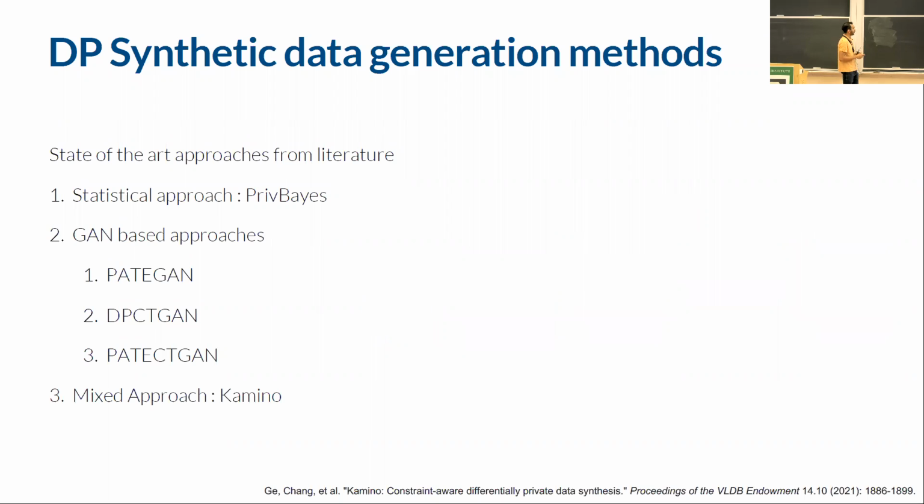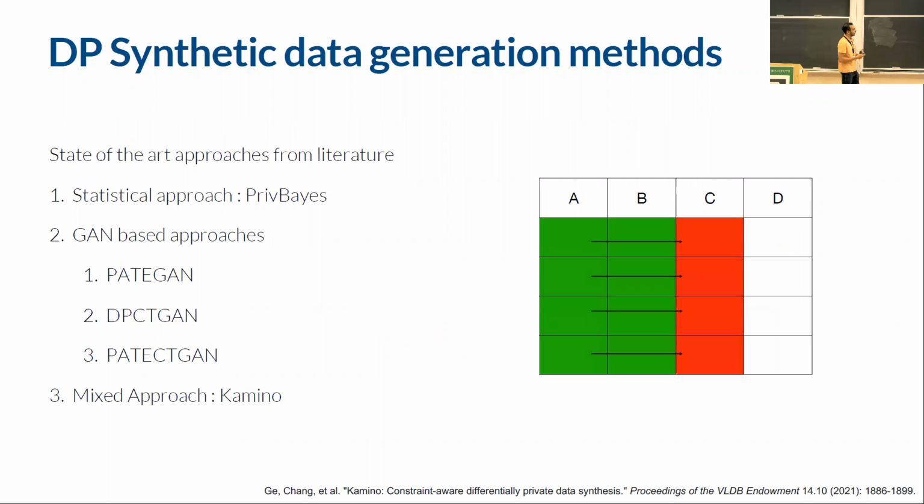And the third type of approach that we're looking into is some kind of mixed approach, in particular Kamino, where what it basically does is that it finds a sequence in the schema of the table. It goes column by column. So first you generate the first column A IID from its distribution in the data set, and then you keep generating the next column by learning the relationship between the previous columns and this particular column in a sequence.